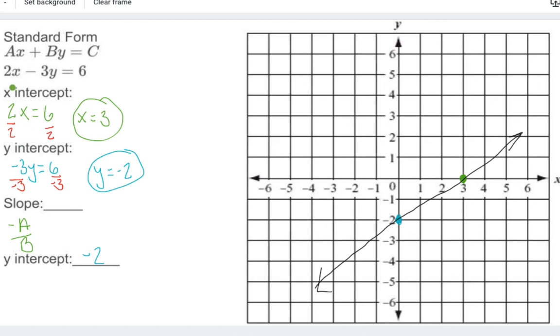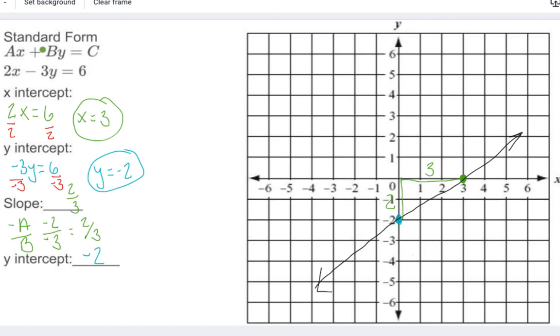In this case, a is 2. So negative 2, and b is negative 3. And a negative divided by a negative is a positive. So the slope here is 2/3. You can see from the graph, it rises 2 and runs 3. So 2 up and 3 to the right.